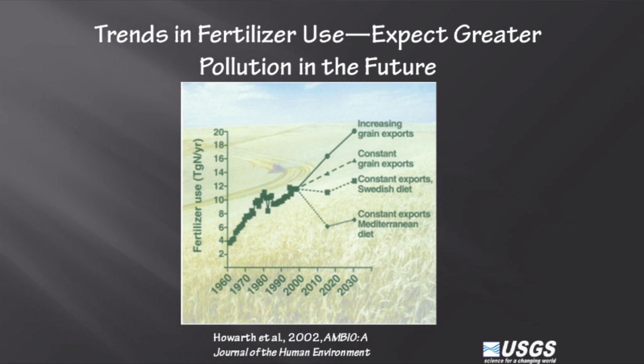And what they've shown is that from 1960 to about the year 2000, the amount of fertilizer use has increased by a factor of 3. And if you project that forward using business-as-usual scenarios, they're expecting the amount of fertilizer use to double again. And as you can imagine, the nitrate levels in groundwater are going to increase significantly in response to this increased use of fertilizer.